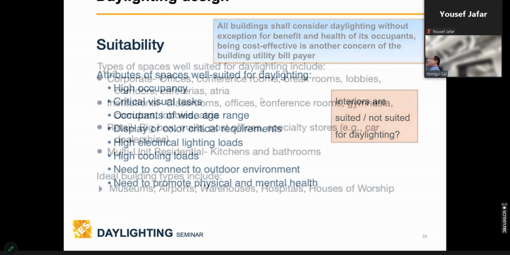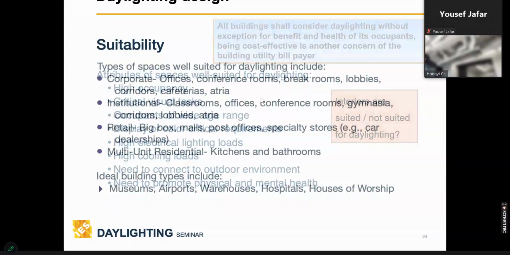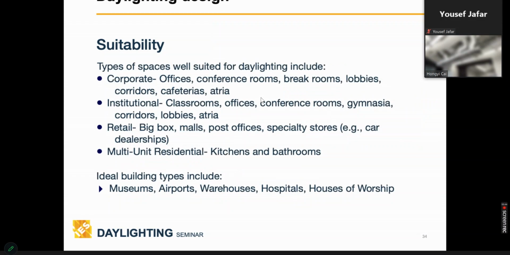Types of spaces well suited for daylighting include corporate offices, conference rooms, break rooms, lobbies, corridors, cafeterias, atriums, or educational institutional buildings: classrooms, offices, conference rooms, gyms, corridors, lobbies, atriums, or retail stores, like the big boxes, such as Costco, Walmart, malls, post offices, specialty stores like car dealerships.